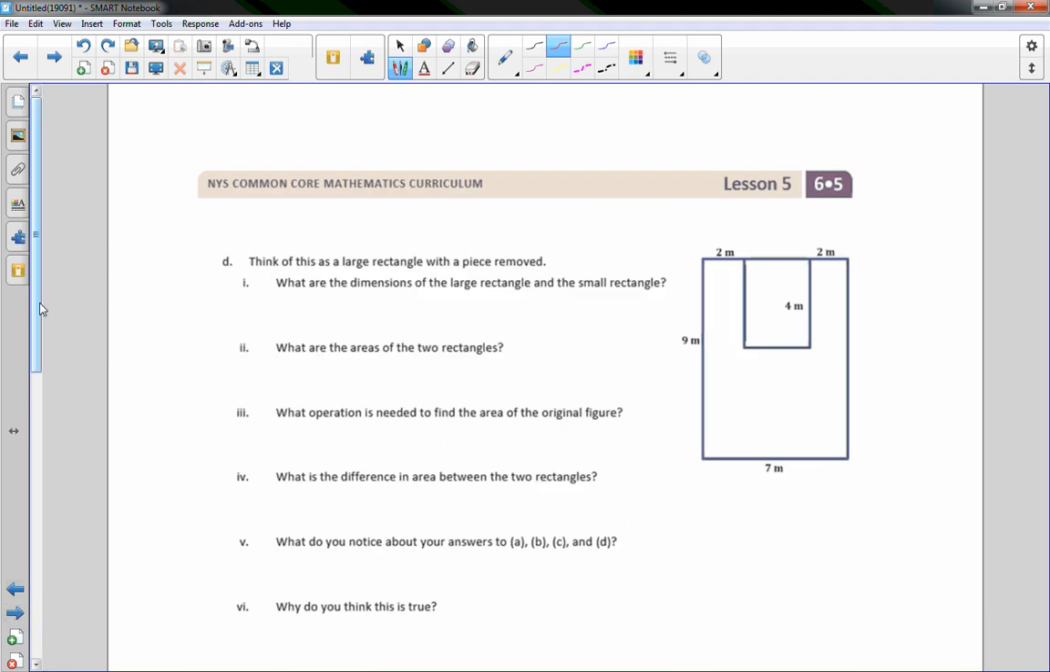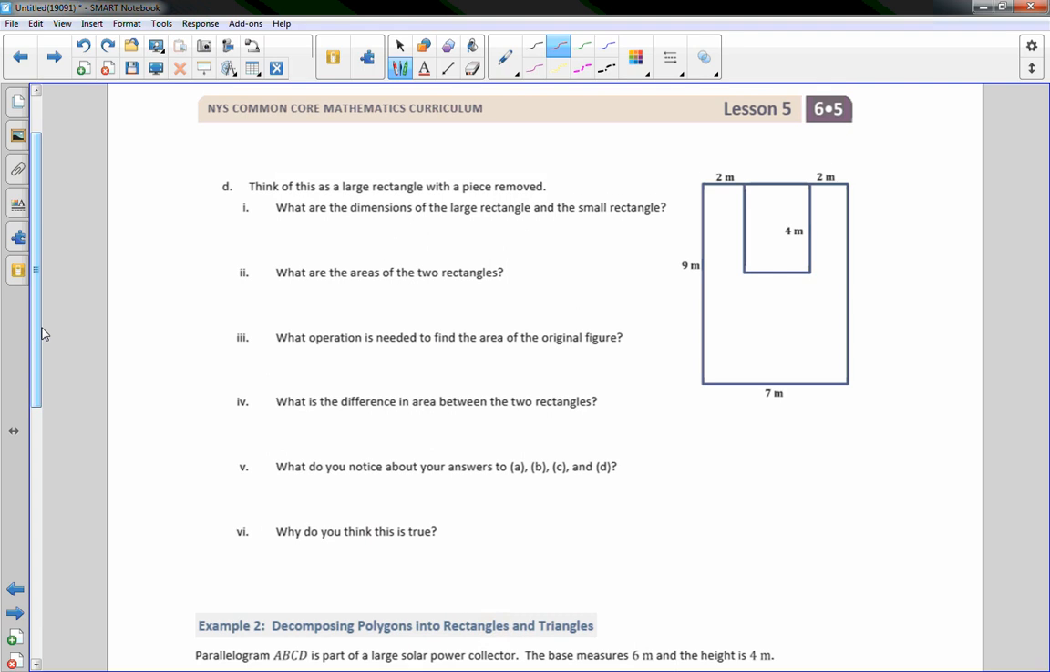Okay, so now here's a diagram, and it says think of this as a large rectangle with a piece removed. What are the dimensions of the large rectangle and the small rectangle? So the dimensions of the large rectangle are 7 meters by 9 meters. Those are the dimensions. And we use an X when we say dimensions because this doesn't mean times. It does, but whenever we see this, it means 7 meters by 9 meters.